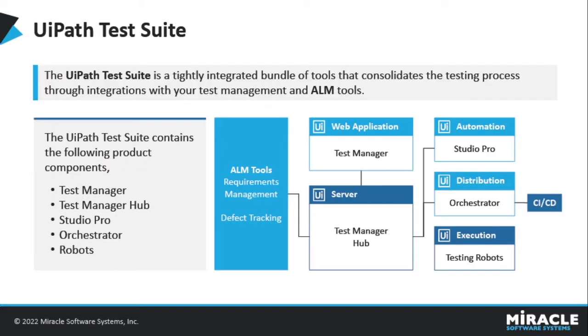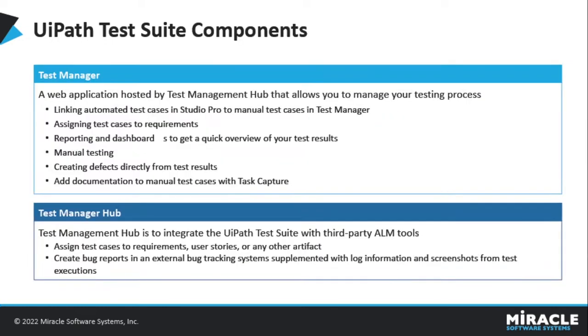Firstly, we'll discuss the UiPath Test Suite. It was built to cover the entire test process, going from planning and designing to implementing, executing, and analyzing the test outcomes. As you will see, the solution consists of several components, and each component addresses specific needs. The product components are Test Manager Hub, Studio Pro, Orchestrator, and Robots. Let's now look at each of the components.